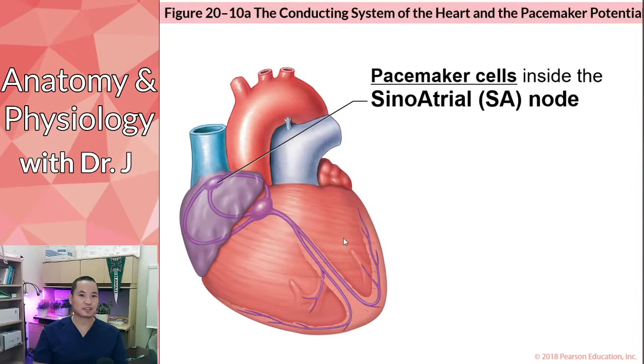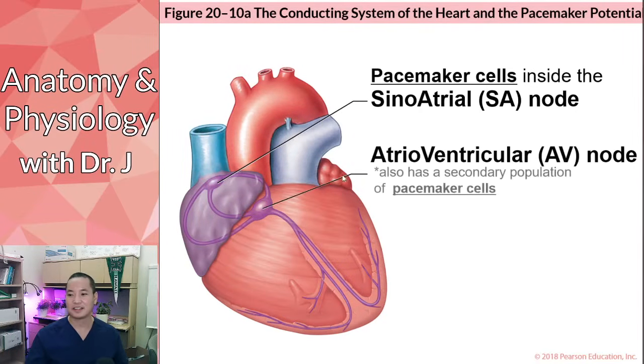You have your own natural pacemaker. You might have heard of artificial pacemakers for the heart, but the heart has its own built-in pacemaker, and these specialized cells help not only to initiate the contraction or the conduction system, they also help to maintain a beat. So the big population that you definitely should know are the pacemaker cells in the SA node. Then you have the AV node, which also has a secondary population of pacemaker cells. This is good to know, but you should definitely know the first.